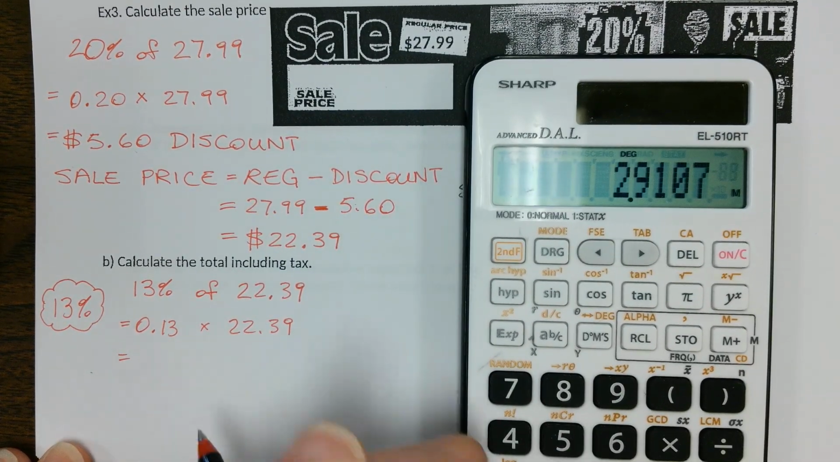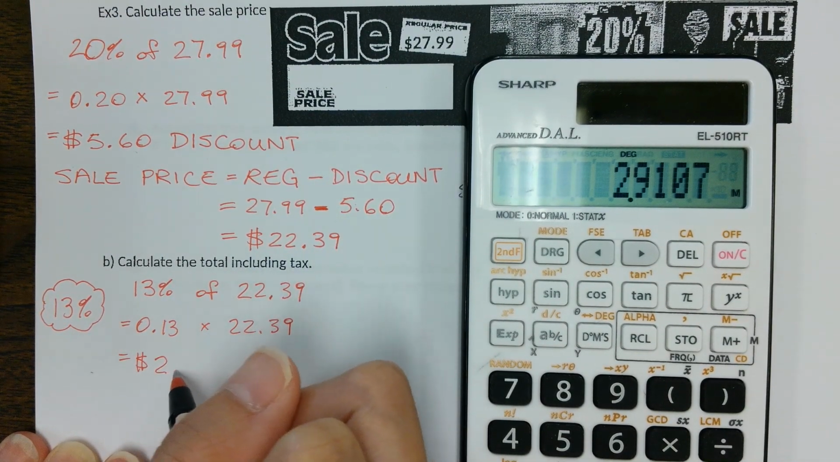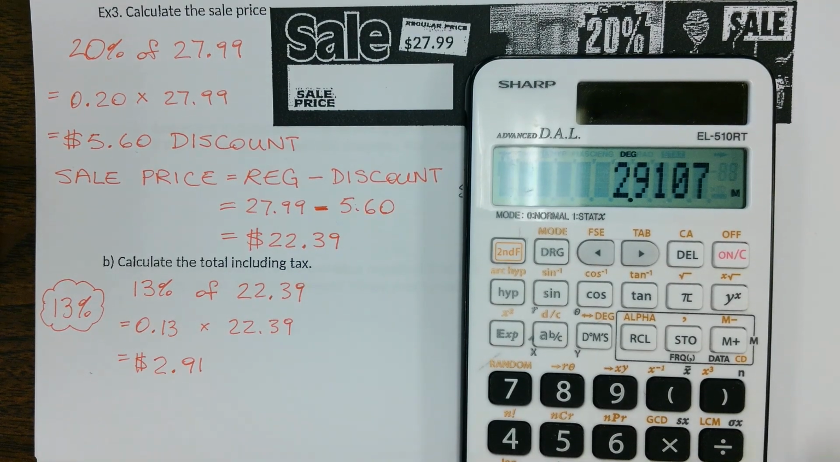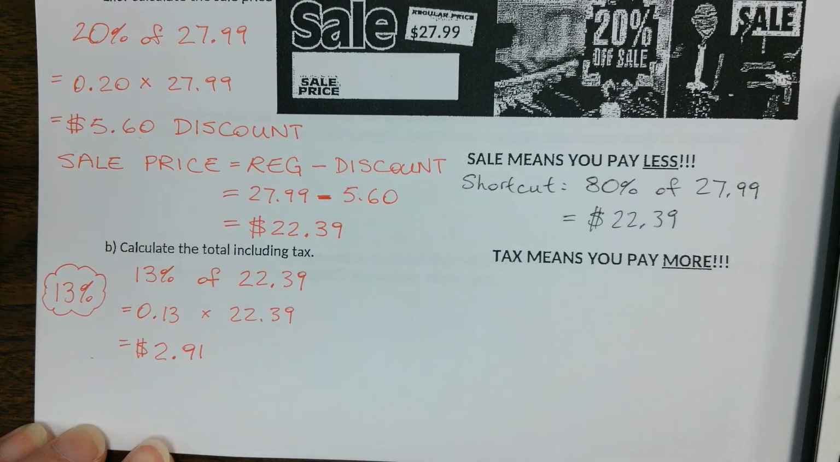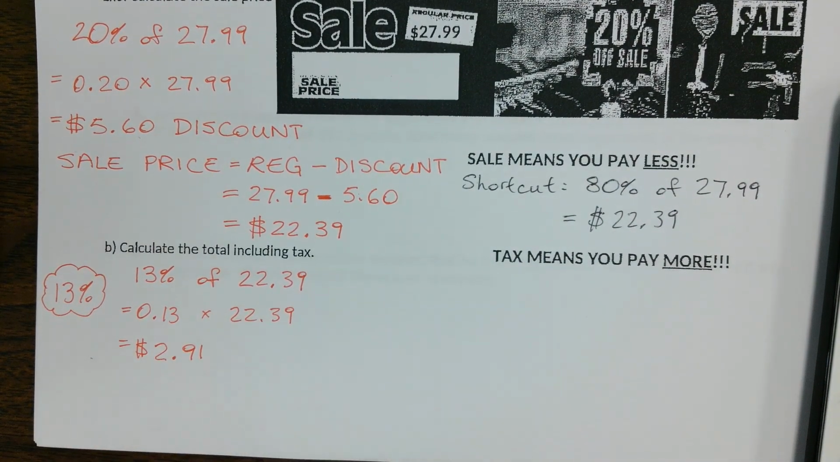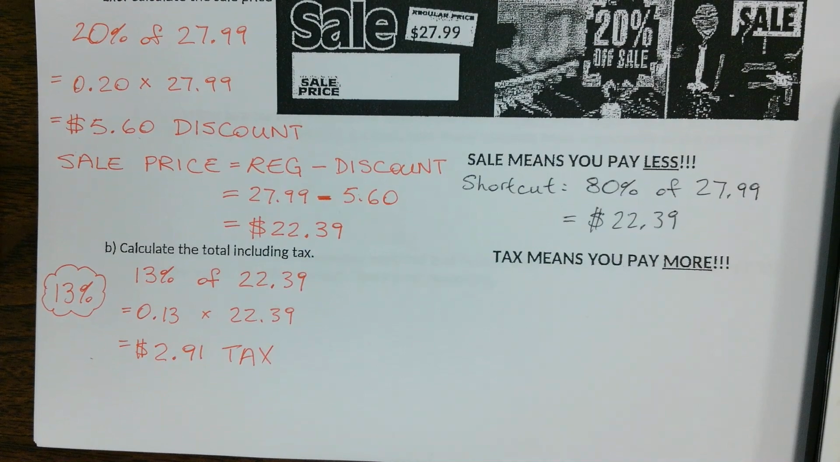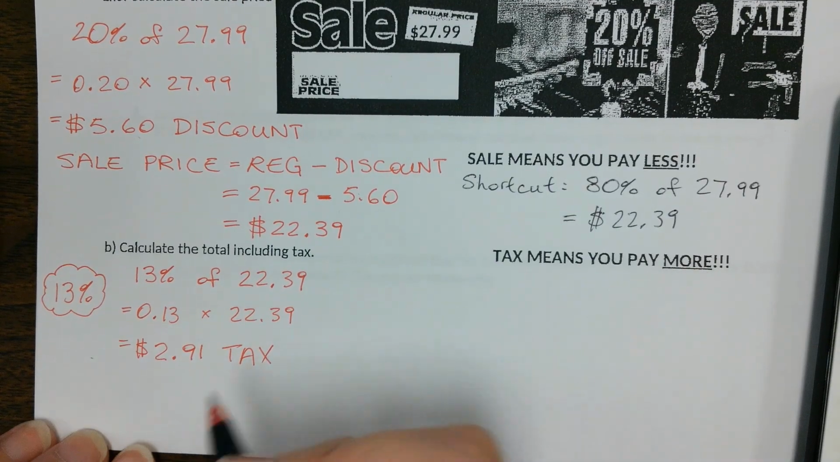What should I round it to? 2.91. Good. Mohini doesn't want to break a penny for me. So good. She's really good with rounding. Okay. What is this 2.91? Tax. Just the tax. So what do I have to do with the tax? Yeah, tax means you pay more, sadly.